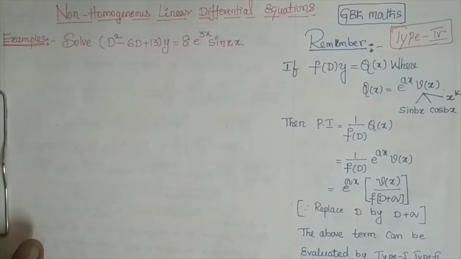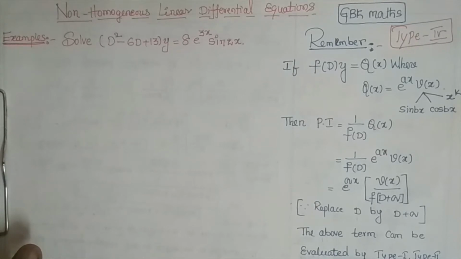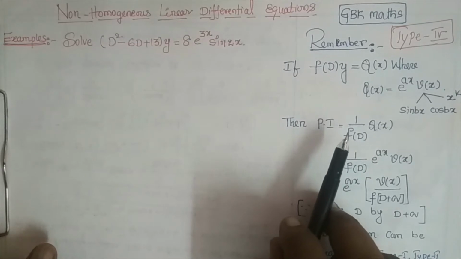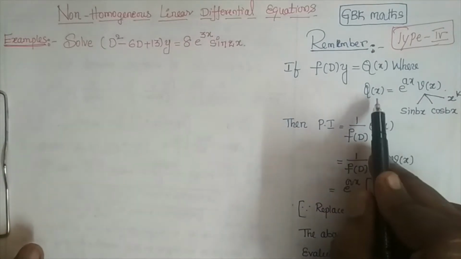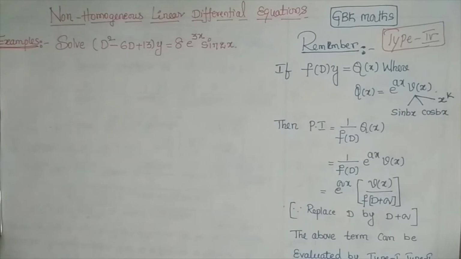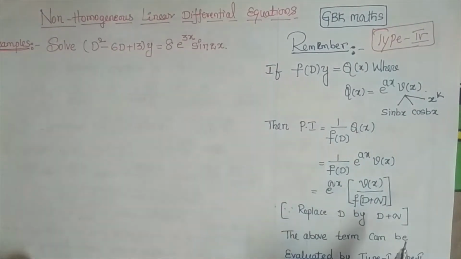Now I am going to teach the non-homogeneous linear differential equation of higher order, type number 4. We already discussed type 1, type 2, and type 3 in the last lectures. Now we are going to discuss type 4. First of all, the general form of the non-homogeneous linear differential equation is f of D into y is equal to Q of x, where Q of x is e power ax into V of x, where V of x may be sin bx, cos bx, or x power k functions.